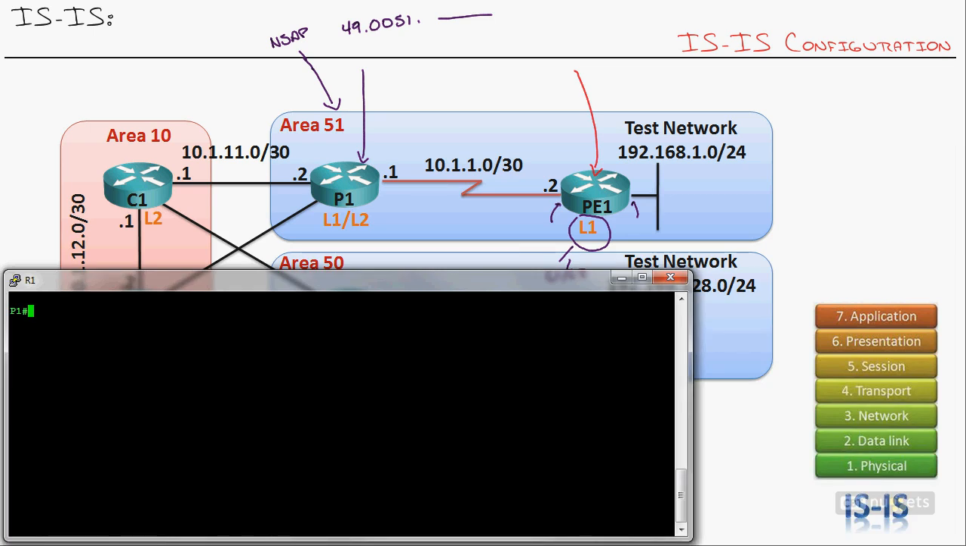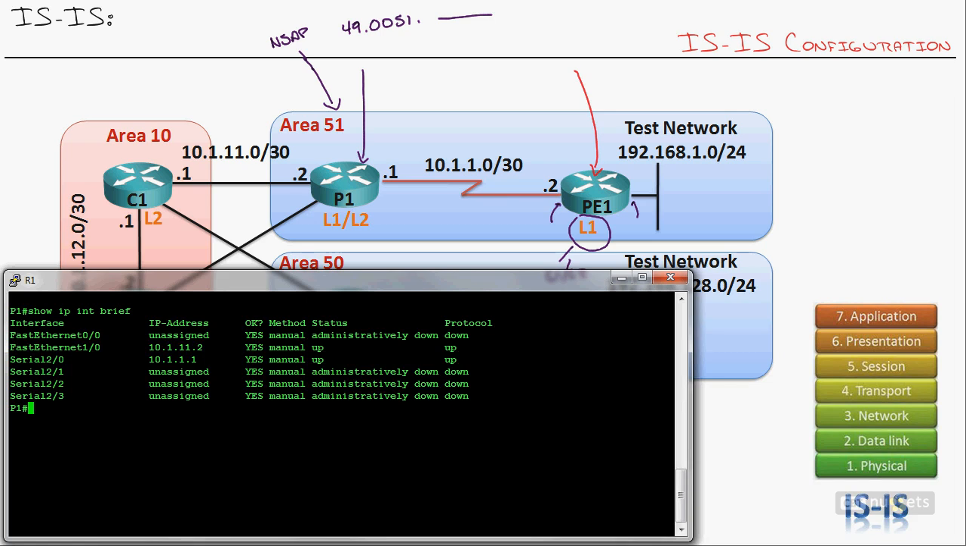P1 has entered the scene. I'll do show IP interface brief on this router. We've got serial 2/0 connecting down to PE1, and then we've got fast Ethernet 1/0 connecting over here to the core. Those are our IOS XR routers.